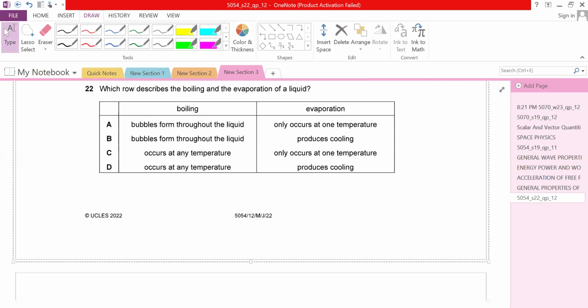Question number 22. Which row describes the boiling and evaporation of the liquid? Bubbles form throughout the liquid for boiling, yes, but evaporation only occurs at one temperature, no. This statement is totally incorrect, so option A would be incorrect. Option B: bubbles form throughout the liquid and produce cooling. Evaporation produces cooling, yes, option B is correct.